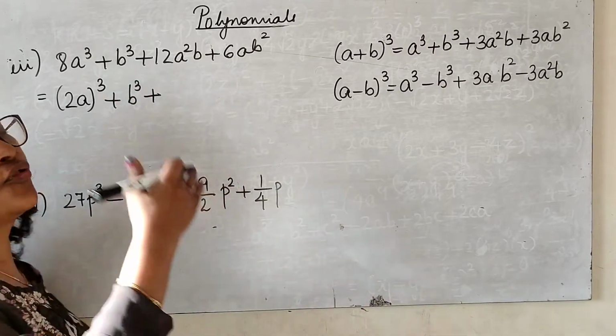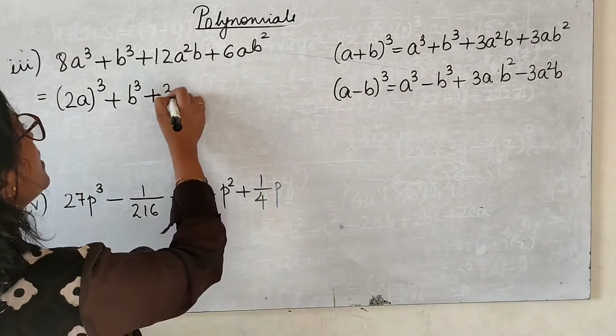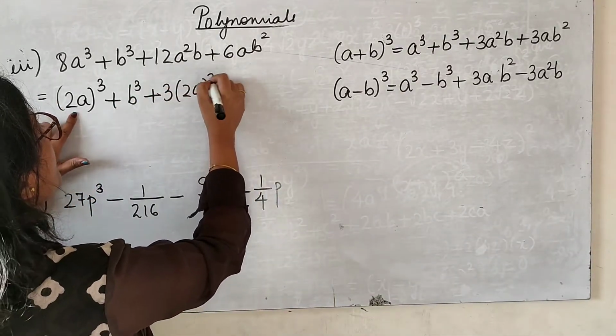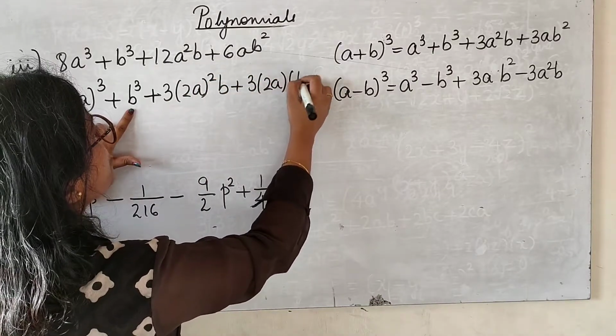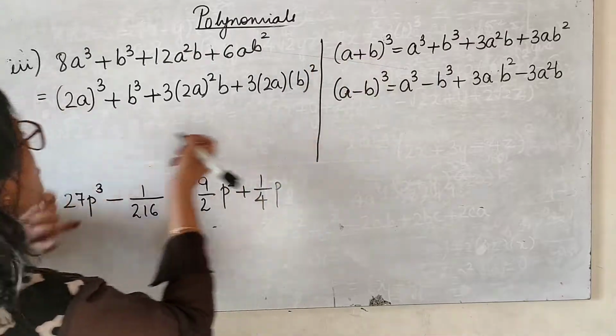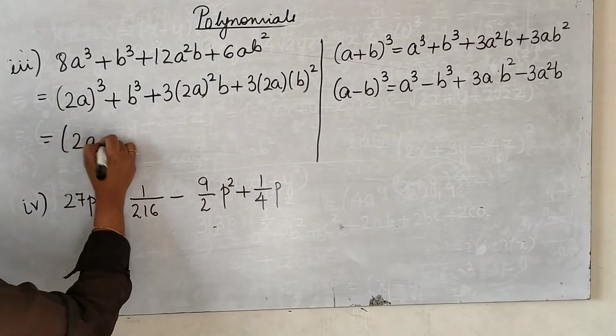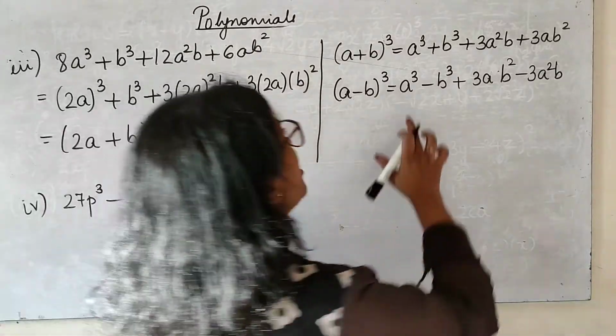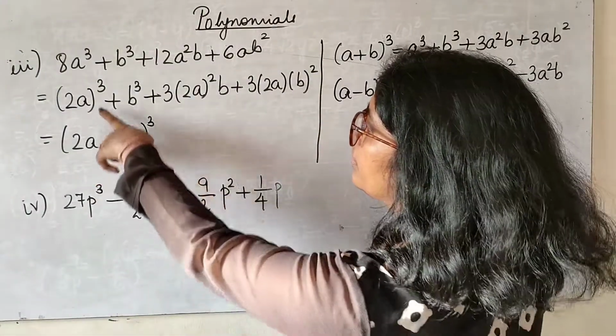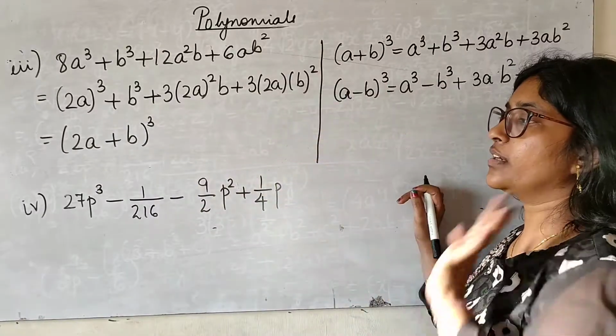Now just follow the formula. 3a square b, 3ab square, and you are done. You see, it becomes 2a plus b the whole cube. That's it. Check it out. Expand and see. You're going to get that.